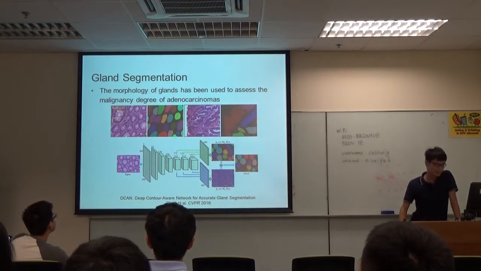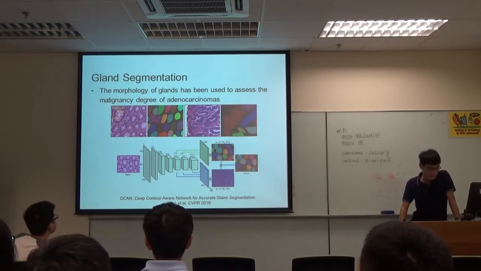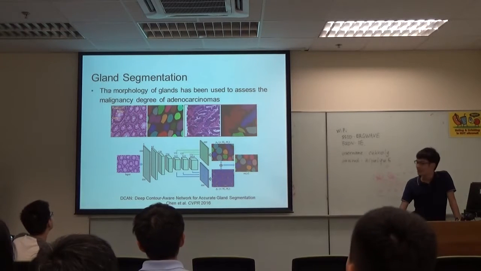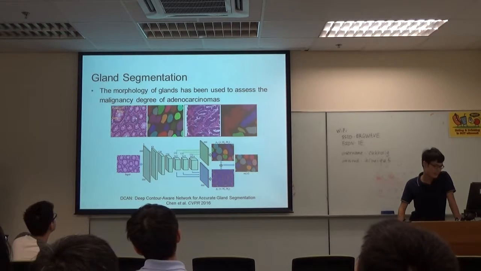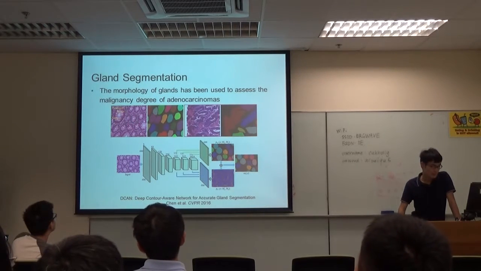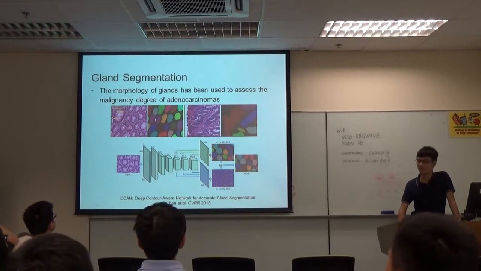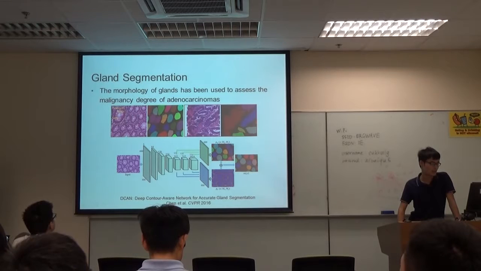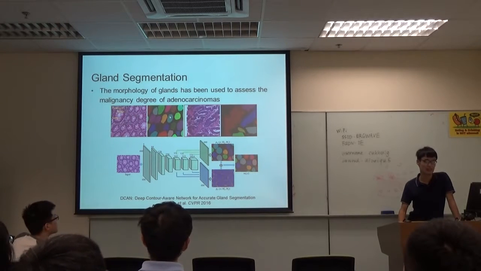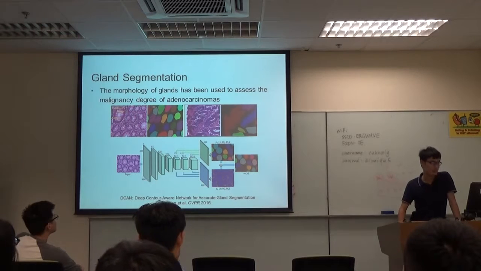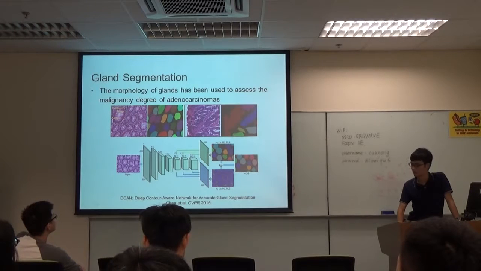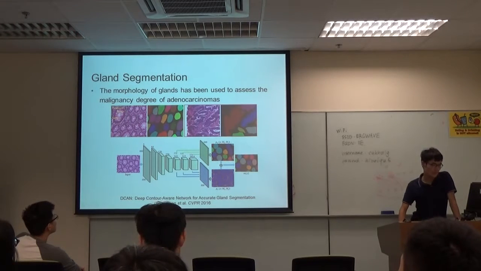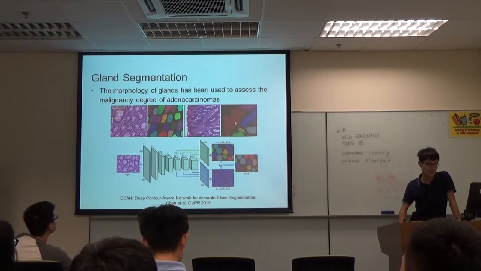So I will introduce some work from my research group. The first is gland segmentation. As you can see, a gland is a structure like this. Segmenting it is useful because its morphology can be used to assess the malignancy degree of the cancer. So we want to get the accurate shape of the gland. This is the benign case. This is the malignant case. This is the healthy one.